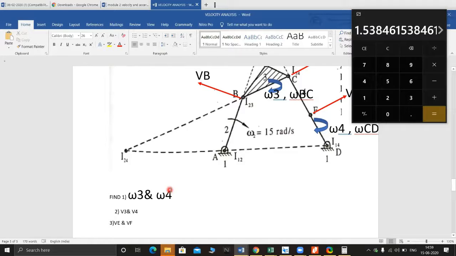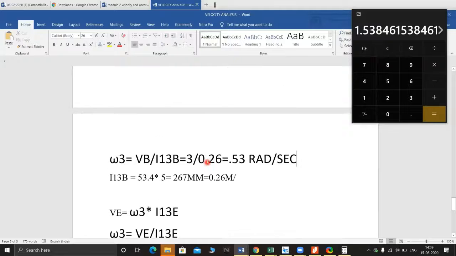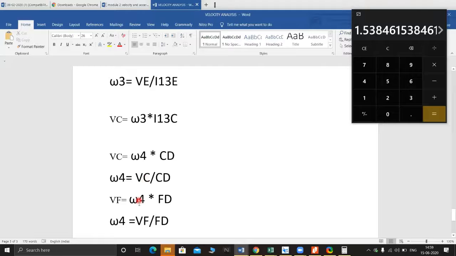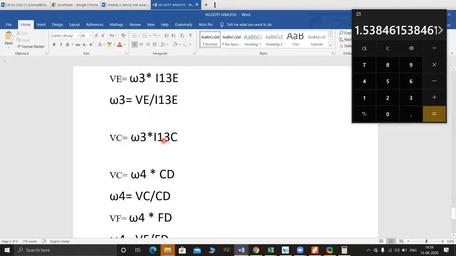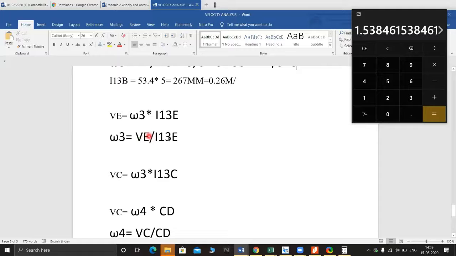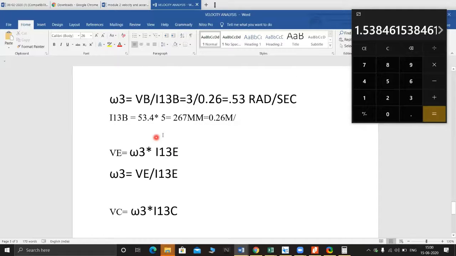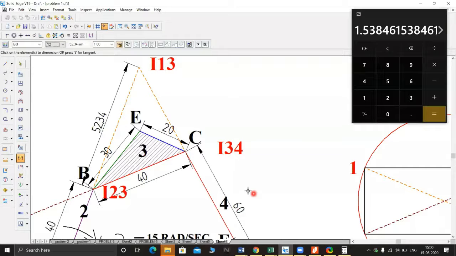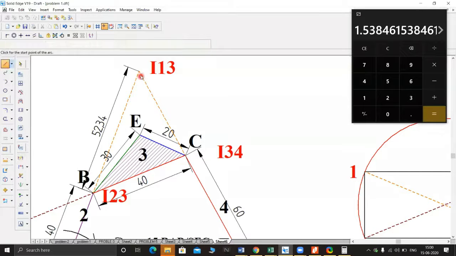Now if you want to find omega 4, you can see we have the equation here. Either we should know VC, or VF, or VE. By any way we can find it. Using this equation you can easily find it, right? Omega 3 into I13E, we already know omega 3. Therefore for I13E I need to go here. I will join I13 to here. Now I'm going to take this line distance.